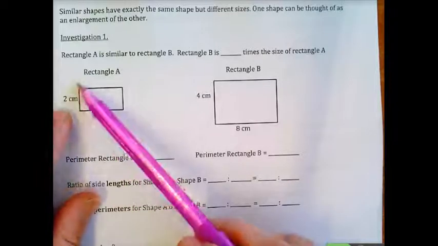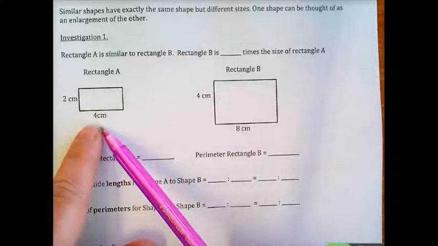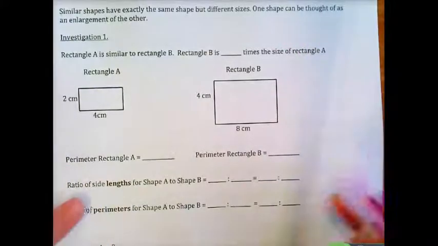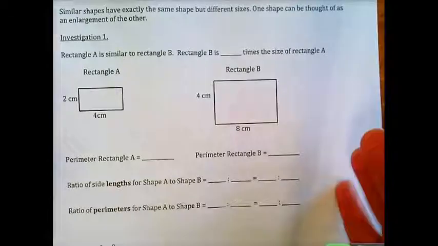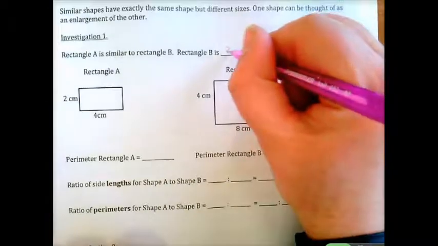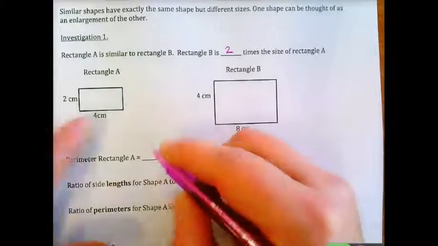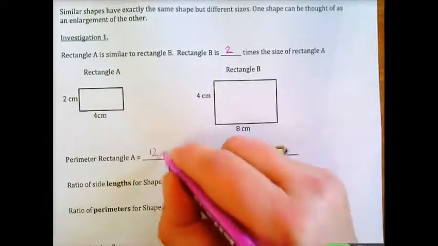Okay, the smaller rectangle, the width is 2, the larger rectangle, the width is 4. The smaller rectangle, the length is 4, the larger rectangle, the length is 8. So therefore, you can just say rectangle B is how many times the size of rectangle A just by looking at it? 2. Okay, so it's 2 times the size. Now, what's the perimeter of rectangle A? 12 centimetres. So we've got 4 plus 4, which is 6, and then another 6, which is 12 centimetres.